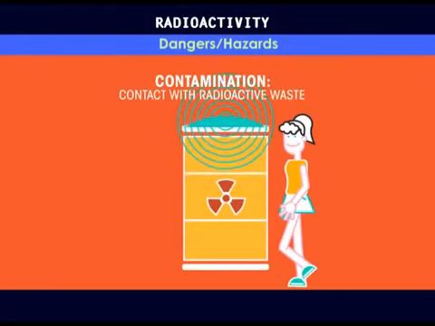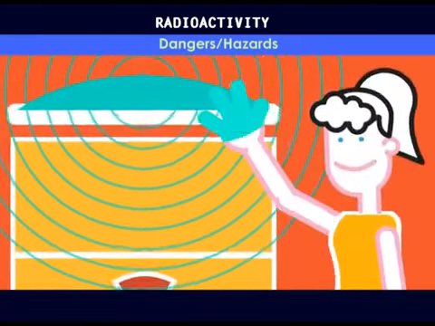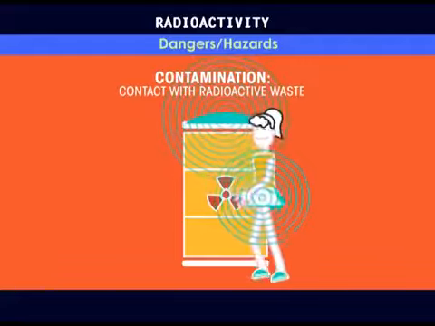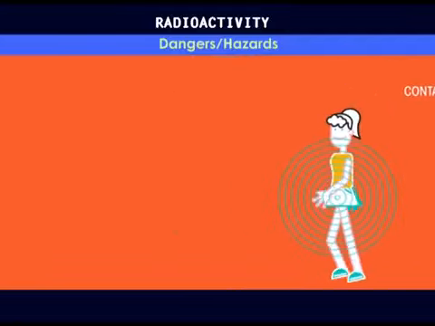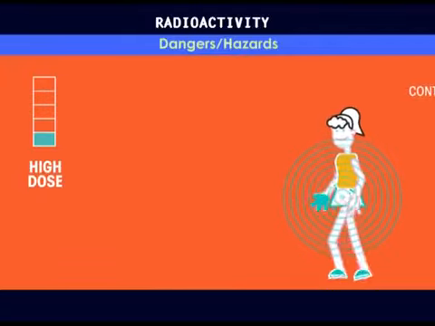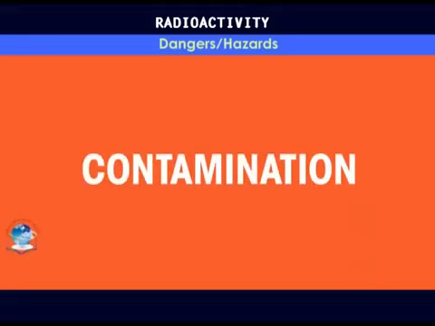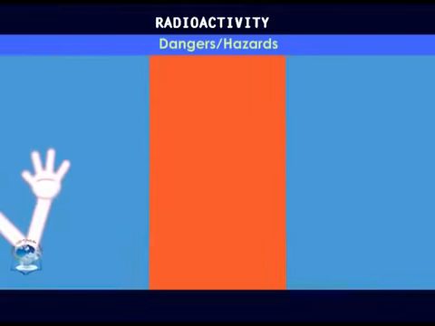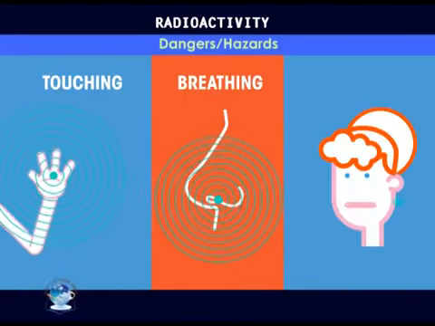Contamination is when a person actually comes in contact with the radioactive waste. The person takes the radioactive source with them and so is exposed for a longer period of time and consequently has a higher dose which can lead to more damage. Contamination can happen through a number of ways: touching, breathing, or ingesting.